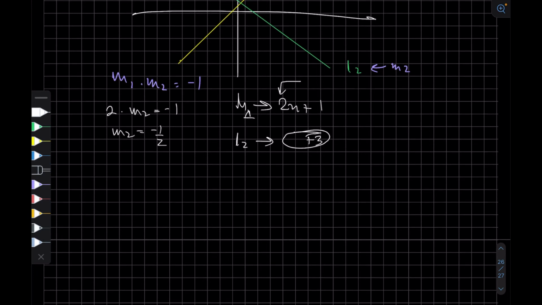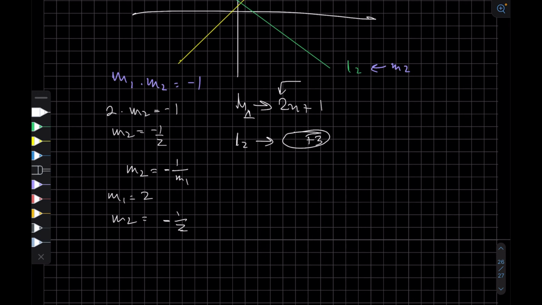And in general, if two lines are perpendicular and I have been given m1, then m2 is basically you reciprocate it and then you add a minus to it. So if my m1 is 2, my m2 would be 1 over 2, and then change the sign, -1 over 2.